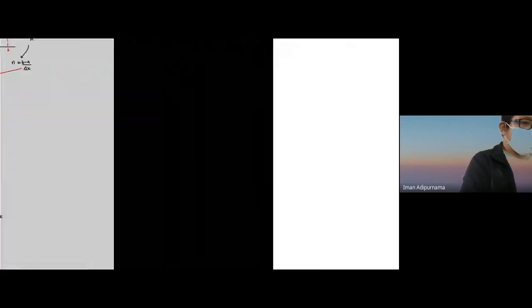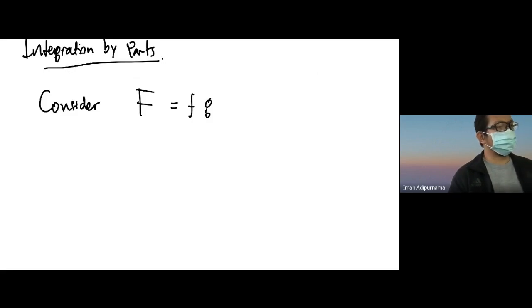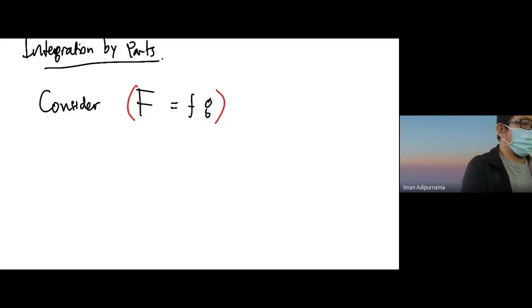Okay, let's start with integration by parts. What does "by parts" mean? Why do we need to break down our formula like this? Especially, consider you have some f times g, and you take the derivative.